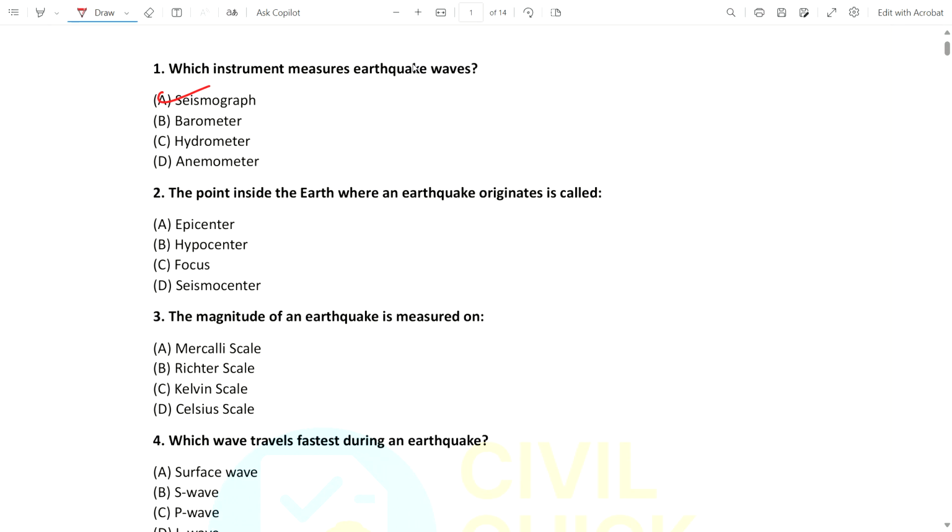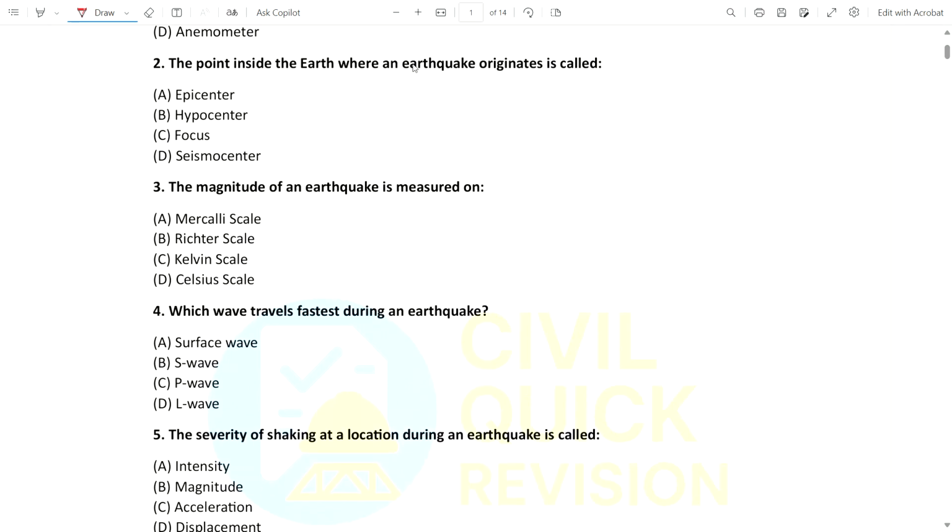Okay, come to the second question. The point inside the earth where an earthquake originates is called what? Epicenter, hypocenter, focus, seismometer. Here the answer is focus. As I have already discussed in my crash course on earthquake engineering, the theory portion, please go through that video, and after that you come to this revision. Okay, you will understand clearly after seeing that video.